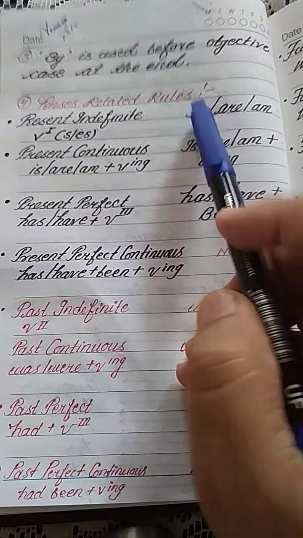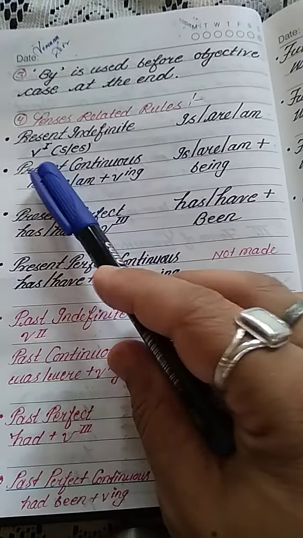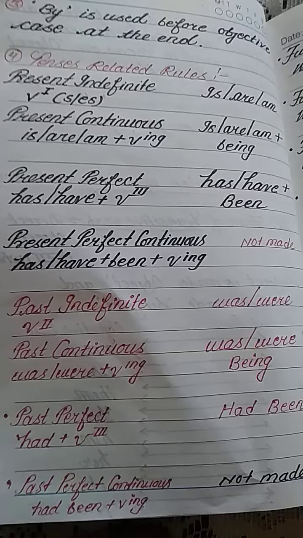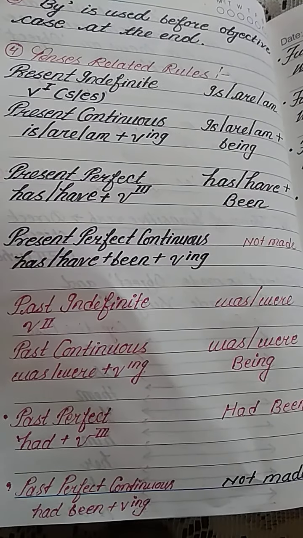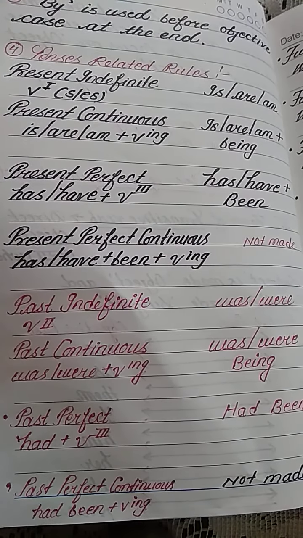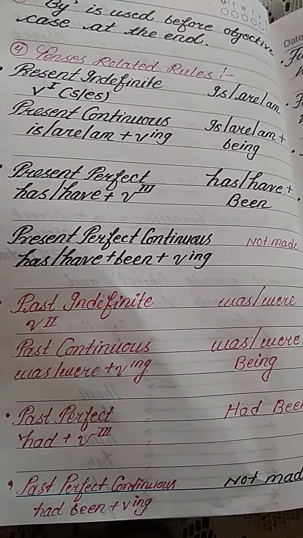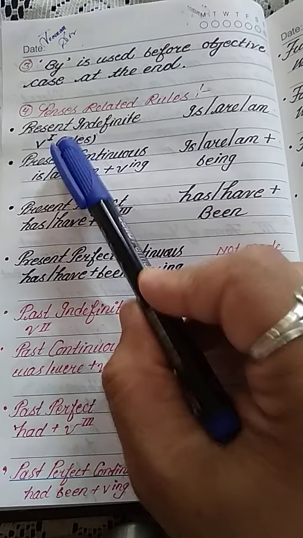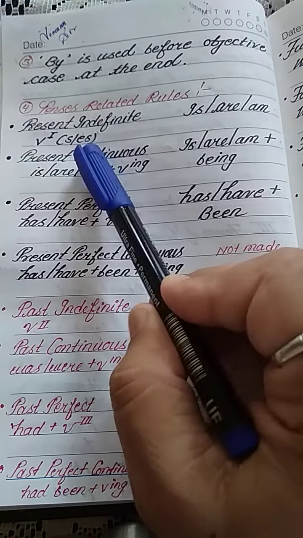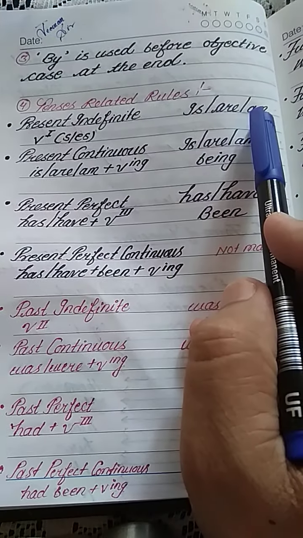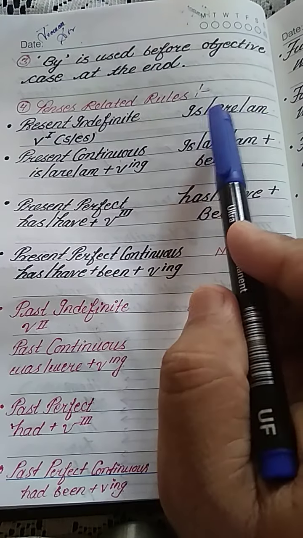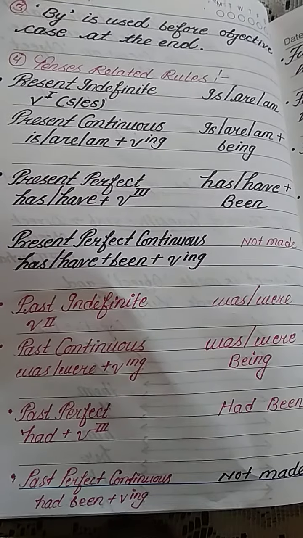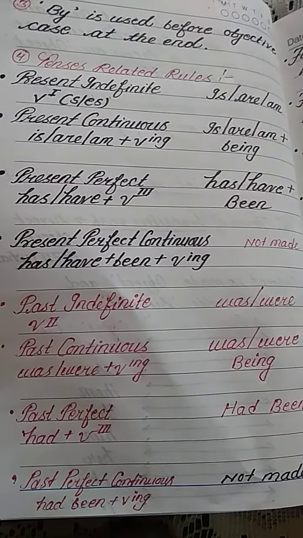Next, tense related rules. Let's try to know. Present indefinite is converted into is, are, am and verb third form. How do you know whether present indefinite has been used in the active sentence? You will find either the verb first form or the verb with s or es. So remember, it is to be converted into is, are, am. The helping verb will be used in passive voice with the third form. Third form will be used everywhere, as I taught you in the very first rule.